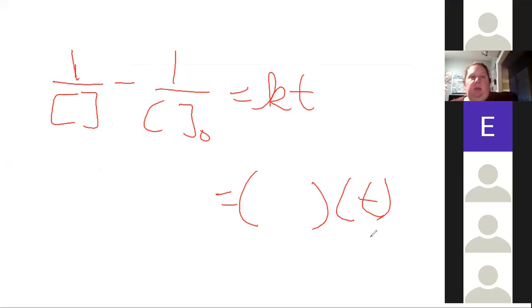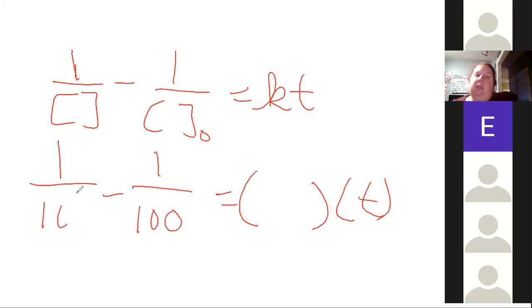And they said 90% of the reaction to disappear. So I'm starting off with 100% of a reaction. And if 90% has disappeared, then my concentration that's sitting in that beaker is going to be 10%. So then I can solve for T.